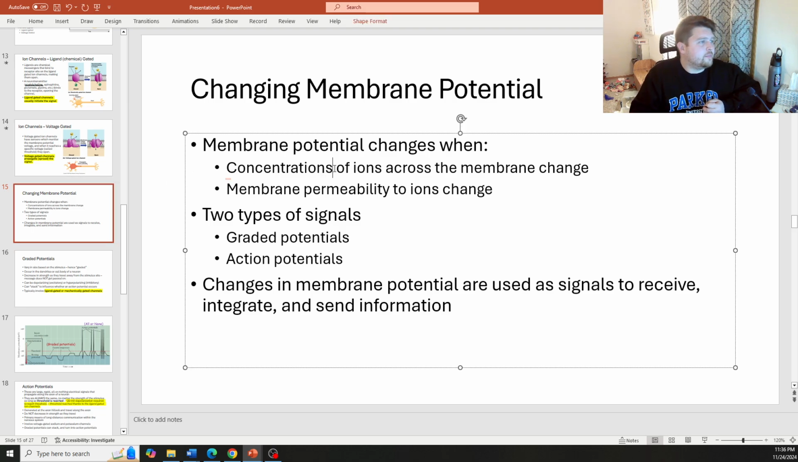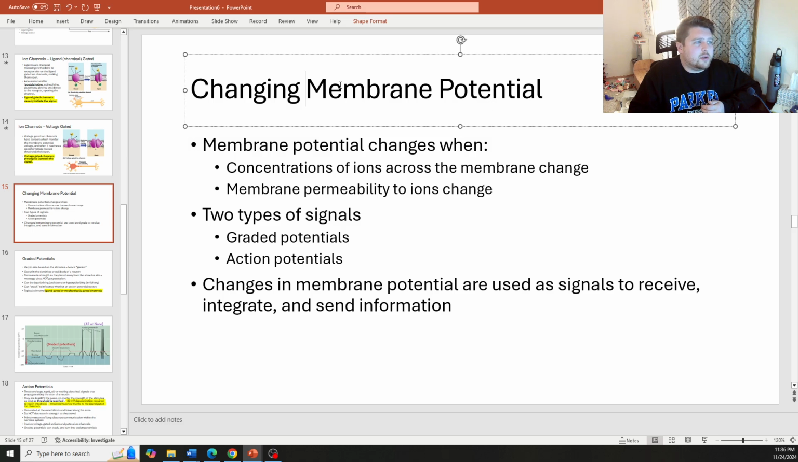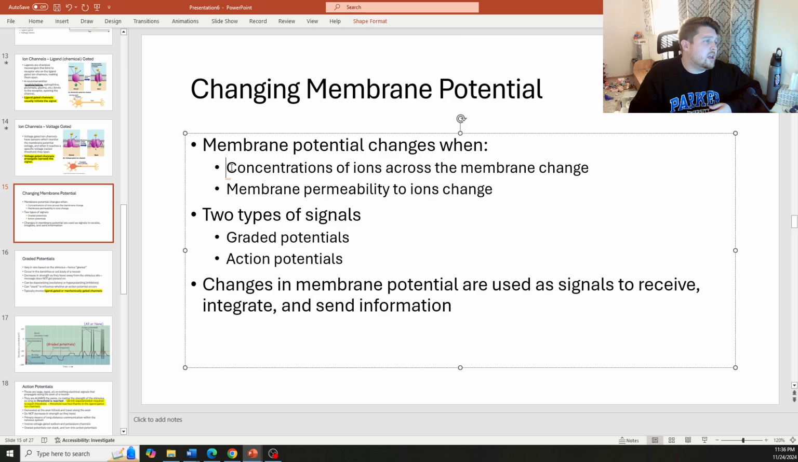So, ways that the membrane potential can change. Membrane potential changes when ions cross the membrane. I should say, when concentrations of ions across the membrane change. So all of a sudden we have less sodium on the outside and more on the inside, or less potassium on the inside and more potassium on the outside. And hand in hand with that, membrane permeability to ions changes.